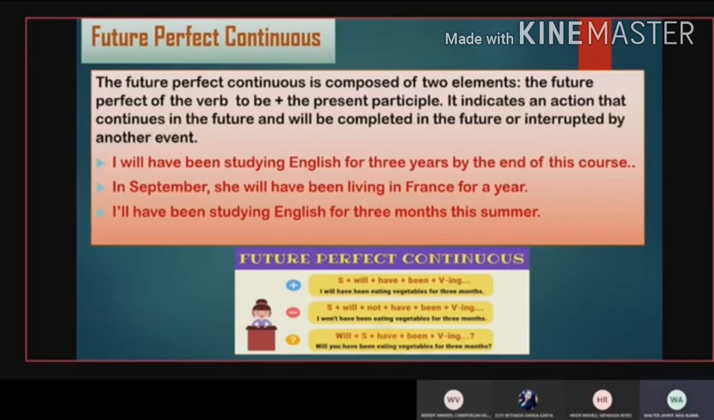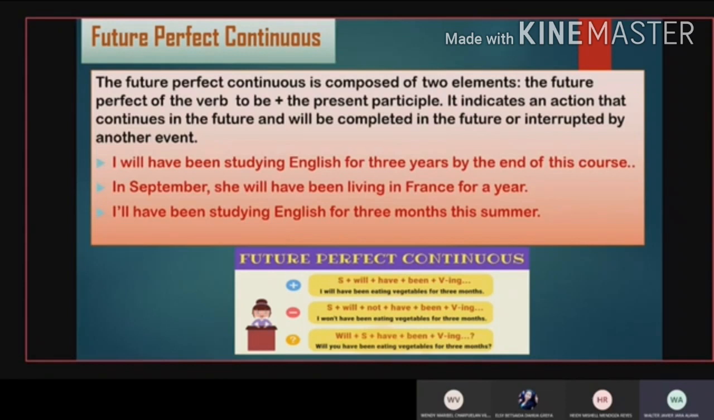Future perfect continuous. The future perfect continuous is composed of two elements: the future perfect of the verb to be plus the present participle. It indicates an action that continues in the future and will be completed in the future or interrupted by another event. For example, I will have been studying English for two years by the end of this course.